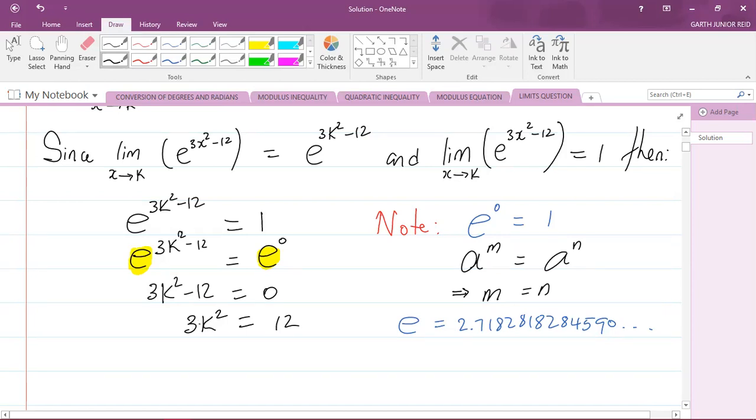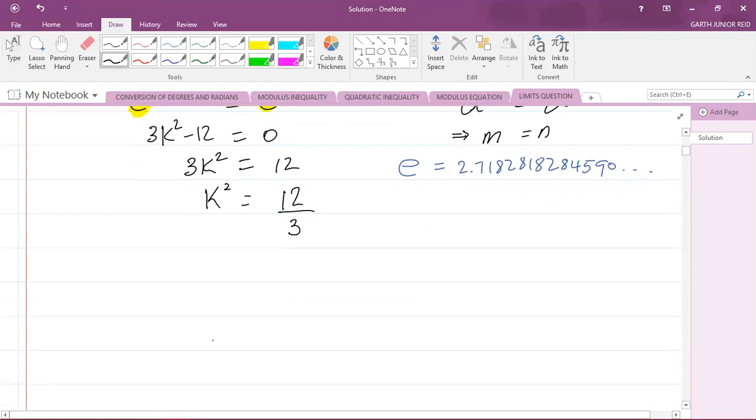Now I have 3k squared on the left hand side. I don't want that 3 there. So to get rid of the 3, I'm going to divide both sides of the equation by 3. If I do that, I will get k squared on the left hand side, and on the right hand side, I will get 12 divided by 3. So k squared is now going to be equal to 12 divided by 3, which is 4. So I have k squared equals 4.